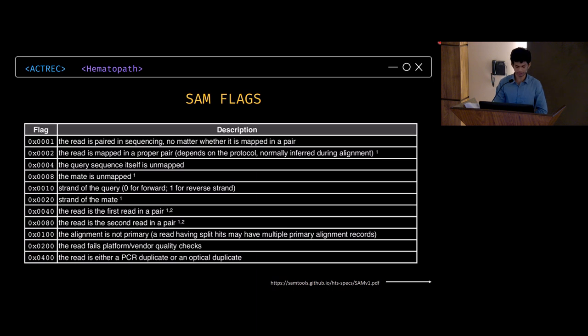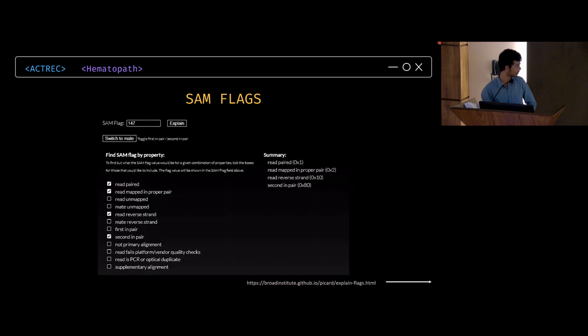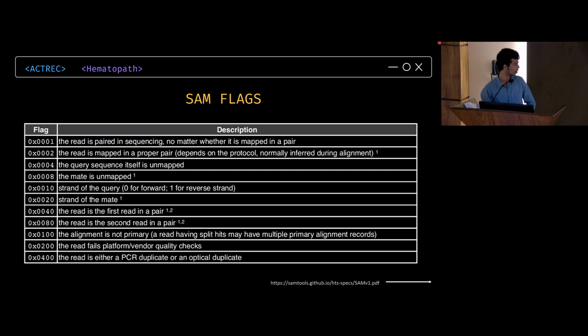So SAM flags are basically bitwise flags to describe the read. If one number is there, the read is paired in sequencing, no matter whether it is mapped in a pair. The second is basically information about the read. If the mate is mapped, it will say 8. If the strand of the query is the reverse strand of the mate, it will say 20. But what happens is it adds all those things together, because only one thing won't be possible for all reads. There are multiple things.